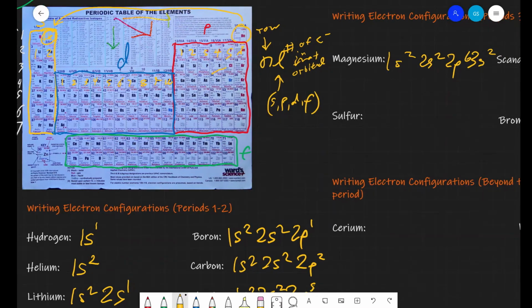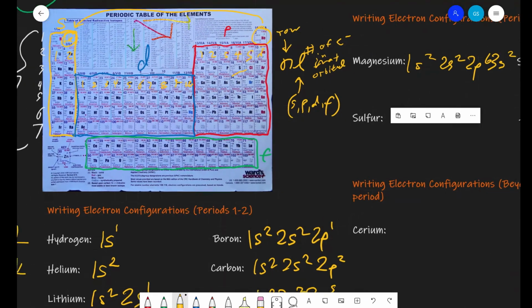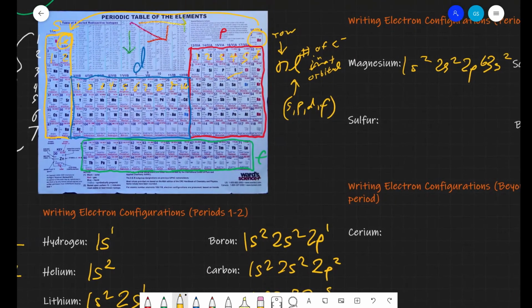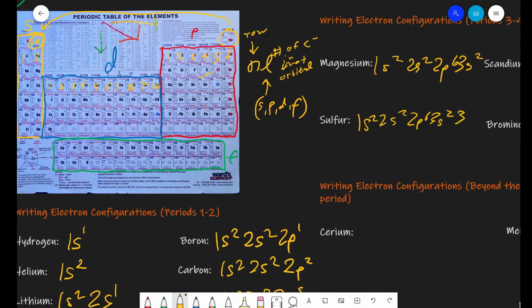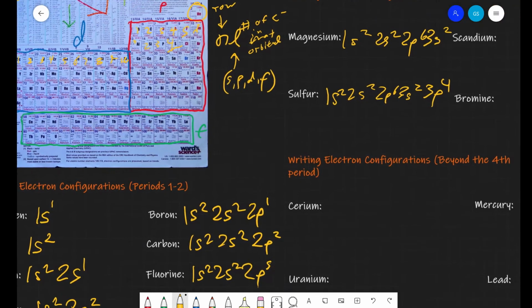So with sulfur, basically we can just do a little hack right now. We know it's in the same row as magnesium, so we can just copy down magnesium's electron configuration first: 1s2, 2s2, 2p6, 3s2, 3p, because now we're in the p block, and let's count for sulfur. 1, 2, 3, 4. 3p4. So you'll notice it's getting a little longer and a little bit messier. And it's going to get really messy when we do the next part.